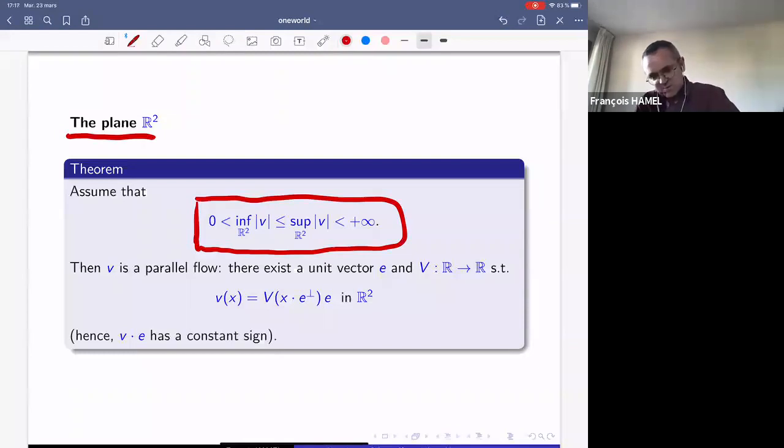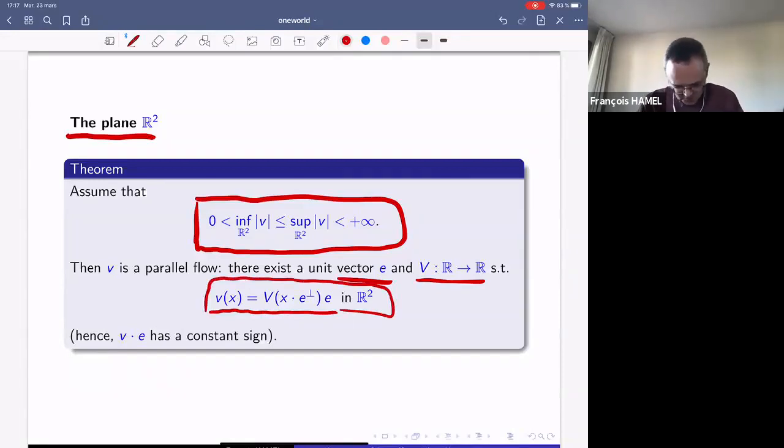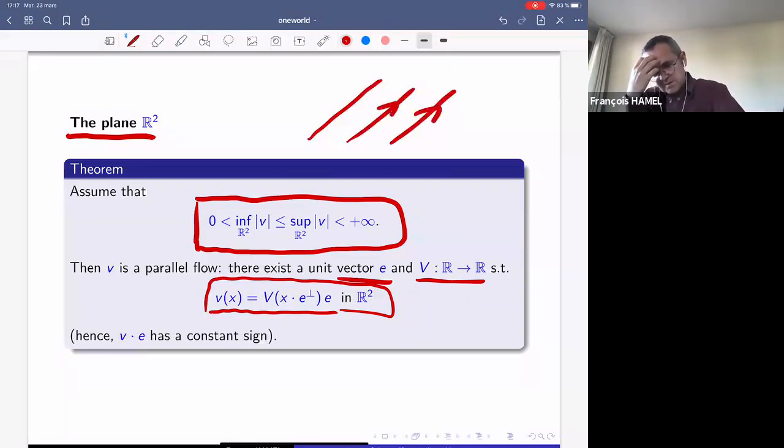which means that there is a unit vector e and a function capital V of one variable, such that the flow little v can be written as the function capital V of x dot e perpendicular, the orthogonal vector of e, times e. So the flow v is parallel to the vector e. So the streamlines of the flow are parallel to the vector e.